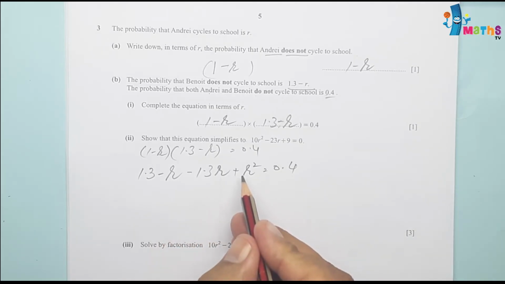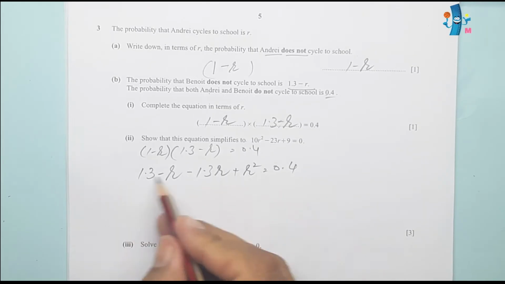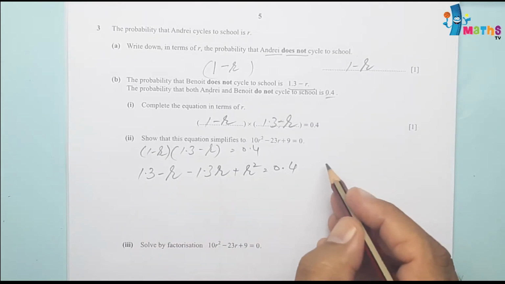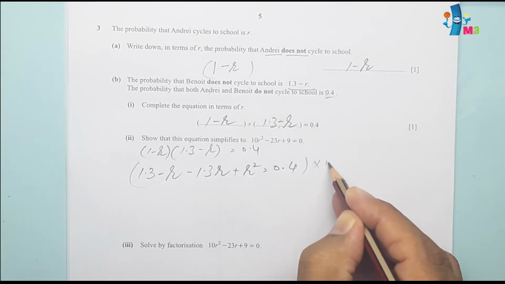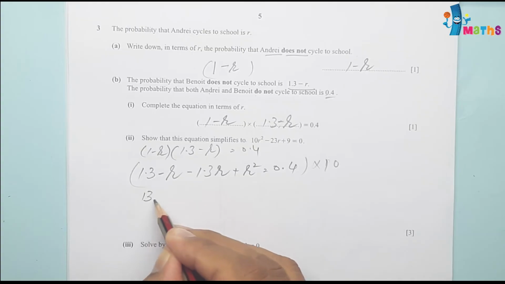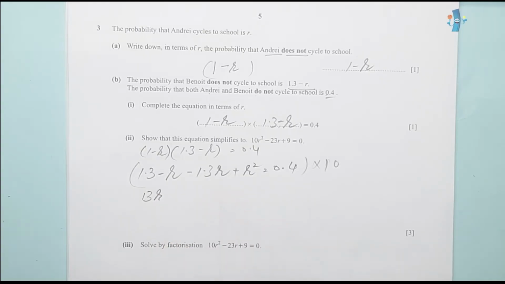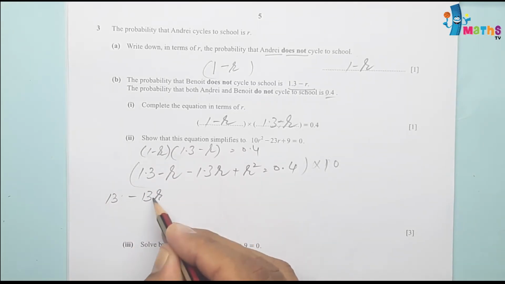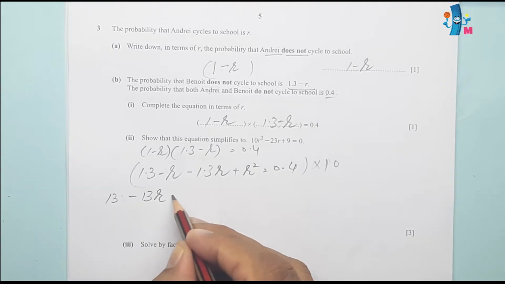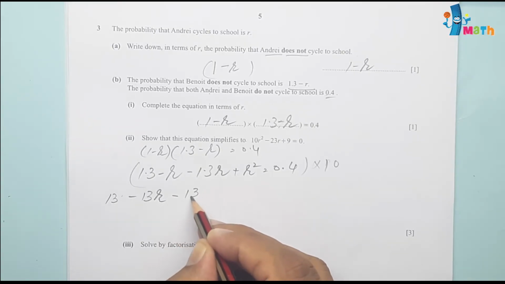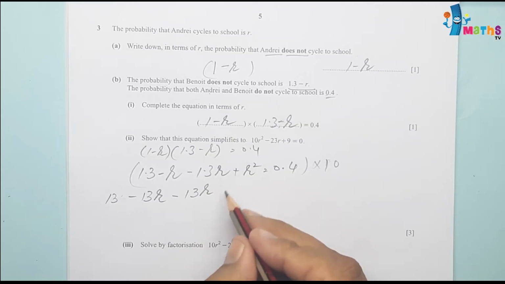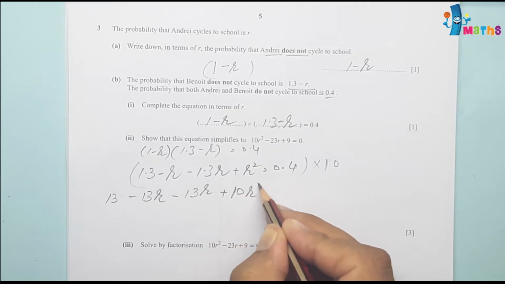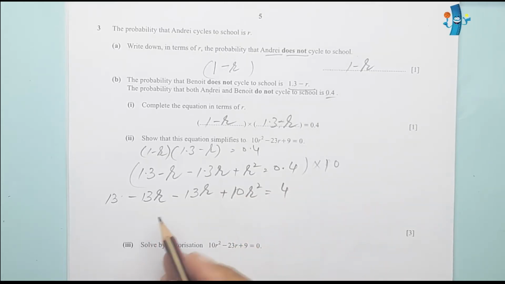Now we can multiply everything by 10 so that we get rid of this decimal. So multiplying this equation by 10, we can write here 13, this one minus this is minus 13r, and this will be plus 10r squared is equal to 4. This will be our equation.